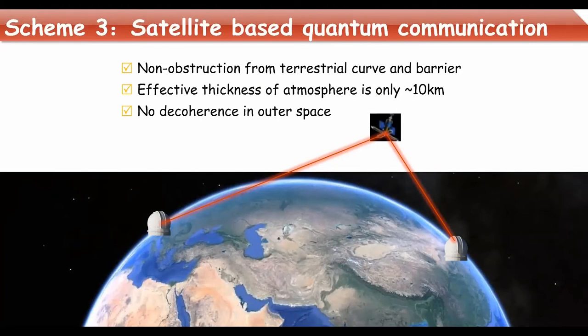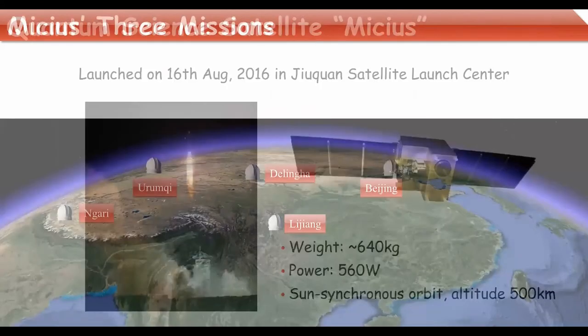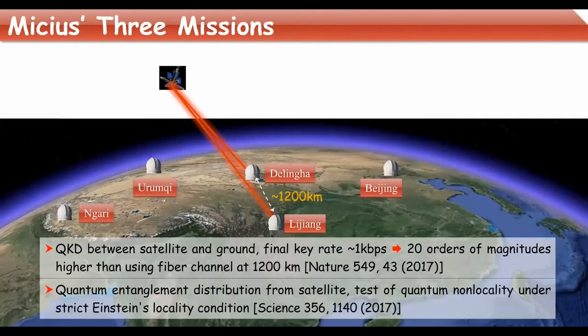communication. Because as I just mentioned, you can either use the classical repeater or the twin field QKD, but if you go to long distance, you probably need a quantum repeater or the satellite. Because for the satellite, the attenuation is very tiny. For example, for the Micius satellite, the attenuation is about 20 to 40 dB, so it's just like about 100 or 200 kilometers of fiber. So the attenuation is very small. And then we launched the Micius satellite and we do QKD, entanglement distribution, and teleportation.